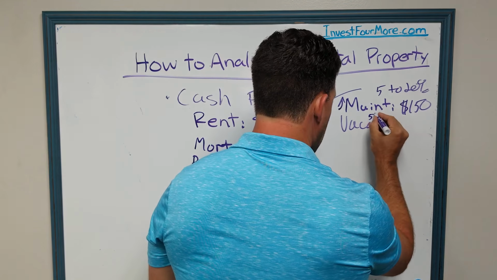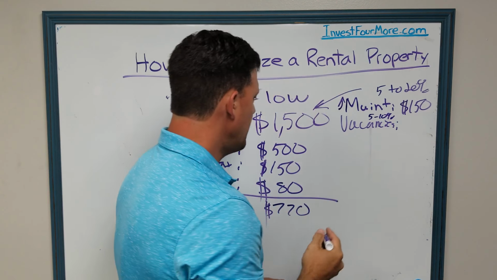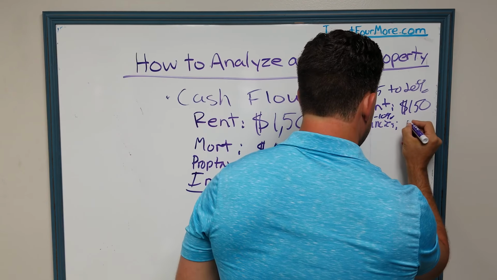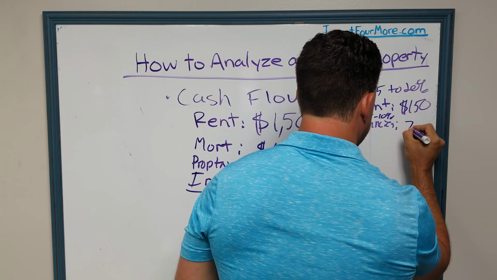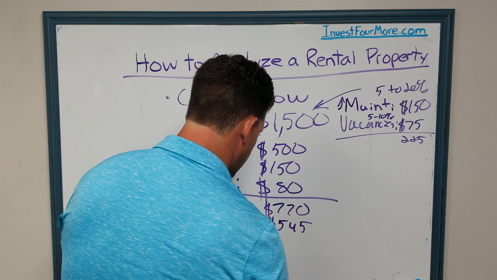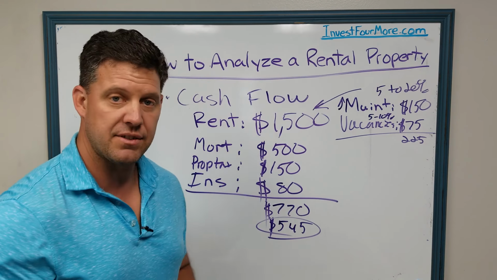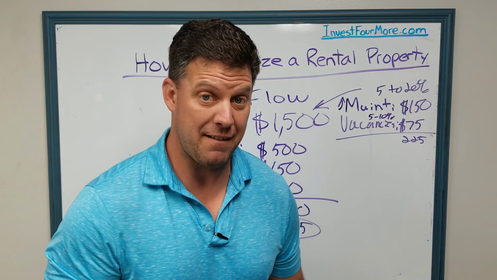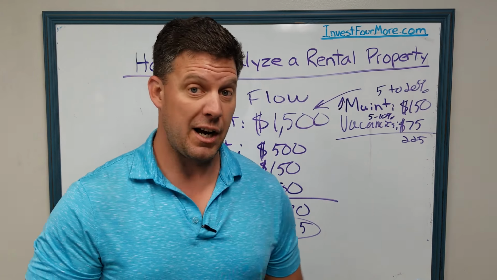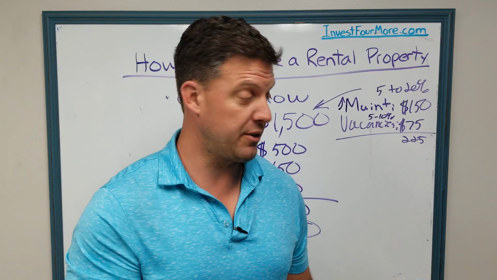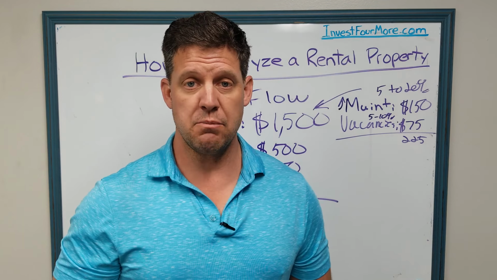Again, like 5 to 10% is a good figure there. We're gonna use 5 for this one, $75. So now we're adding another $225 into expenses. And now, well, we're down to still not too bad. What was that, $545? So that's a pretty decent cash flow. That's not bad for this property. You're making $500 a month. Now it's not gonna let you retire, but if you have 10 of them, it might be able to. If you have 20 or 30, it most certainly can put you on that route.